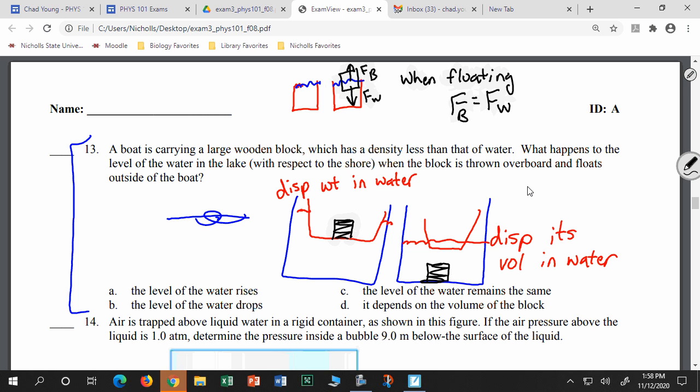If it's on the bottom of the lake or the container, the buoyant force is small and the weight is big. That's why it's on the bottom. But when it's floating, the buoyant force is always equal to the weight. So this object displaces a weight of water that's equal to its weight, because Archimedes' principle says the weight of the displaced fluid is equal to the buoyant force. It displaced its weight in fluid in order to get a buoyant force equal to its weight.